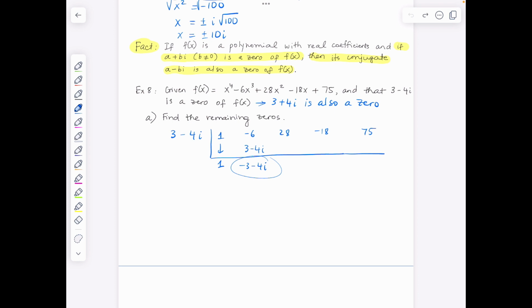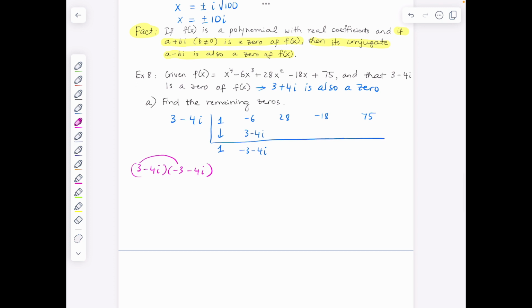Multiply. Now multiply these two together. Let's do it on the side. So we have 3 minus 4i times -3 minus 4i. Using FOIL, so that's -9 minus 12i plus 12i and plus 16i squared. These two cancel. i squared is negative 1. So we're looking at negative 9 minus 16. That would be negative 25. And that's what we're going to put here.